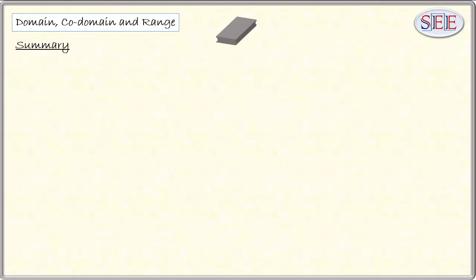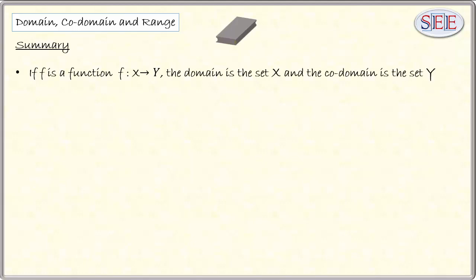This is the end of this lesson, so let us revise some of the things that we have learned in this lesson. In this lesson, you have learned that if f is a function from X into Y, the domain of that function is the set X, meaning the first set, and the codomain of that function is the set Y, meaning the second set.